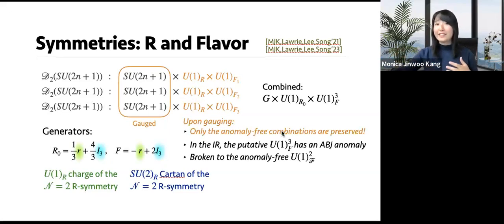However, this is not actually correct because upon gauging, only the anomaly-free combinations are preserved. And in the IR, this U(1) cubed has an ABJ anomaly that will be broken to the anomaly-free U(1) squared. So I'm going to take the IR theory to have the curly F denote this new flavor symmetry, because that was a UV theory that we had before the RG flow.